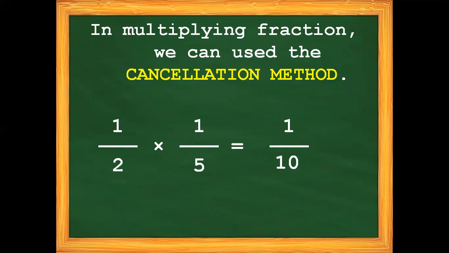So we get the same answer, right? Because in our first method, we get the lowest term of 1/10 after we get the GCF of 2/20ths. In this case, using the cancellation method, we also get the same answer, and that is 1/10 after we canceled the common factors of the given fraction.